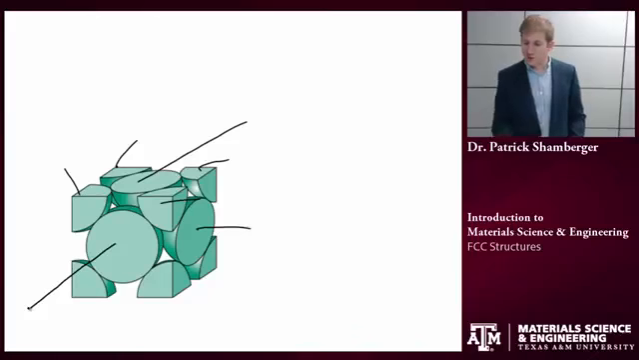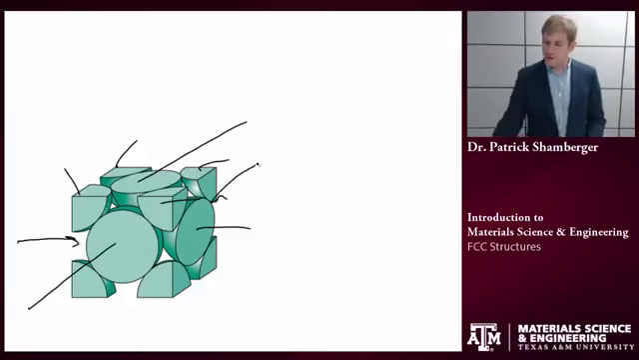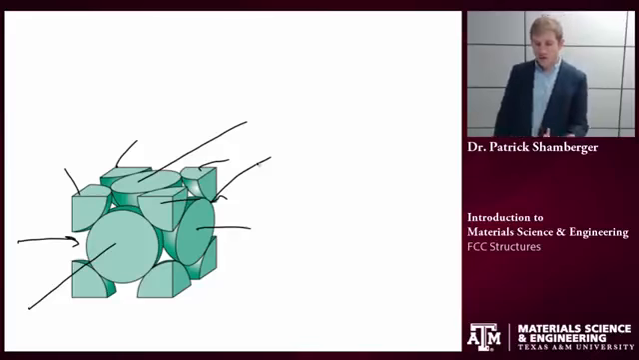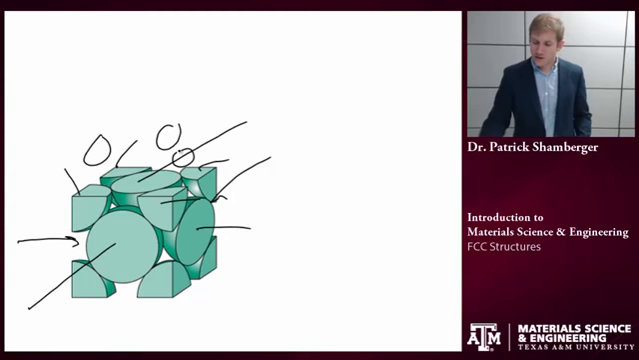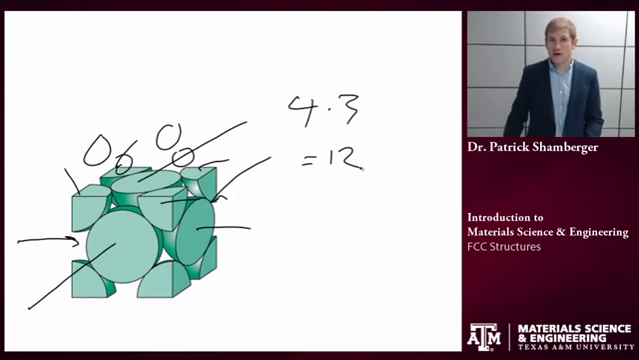1, 2, so that's on the right face, on the front face. There would be one on the left face and one on the back face. So that's 4 touching it from below, 4 in plane, and then I would have 4 touching it above. So 4 times 3 equals 12. Coordination number of the FCC lattice is 12.